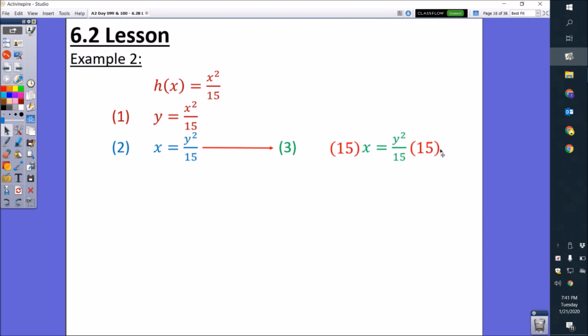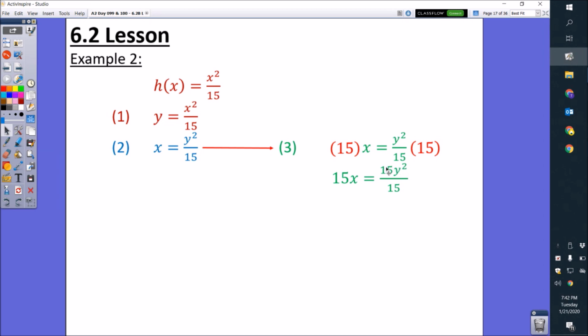So when you have a whole number multiplying to a fraction, we're going to multiply the whole number to the numerator. So I'm multiplying the 15 to y squared. So I'm going to have 15y squared at the top. And my denominator stays the same. So it's going to look like this. So 15y squared in the numerator because the 15 whole number will multiply to the top. My denominator stays the same. And again, when I multiply by 15 on the left side, I get 15x.